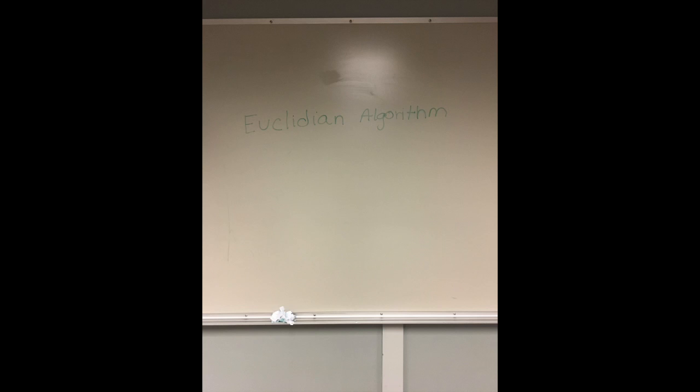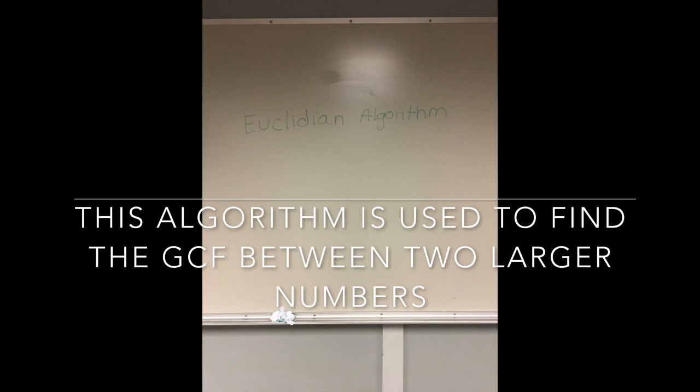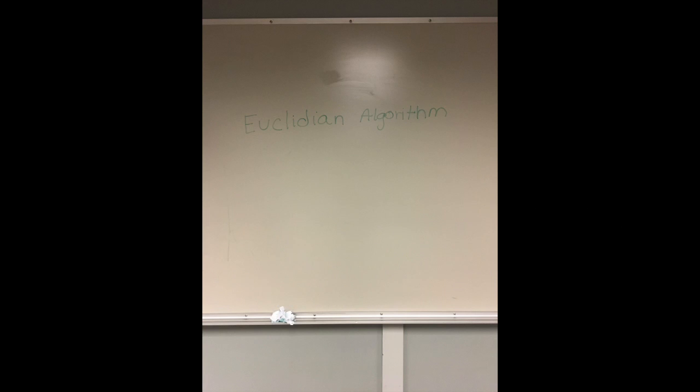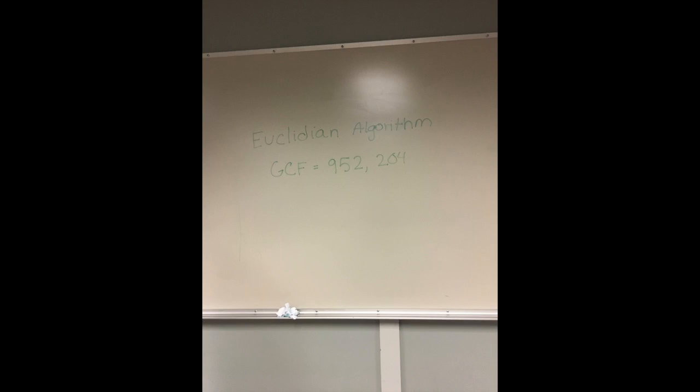The third way to solve GCF is by using the Euclidean algorithm. This algorithm is used to find the GCF between 2 larger numbers. In this algorithm, remember to subtract the smaller number from the larger number. Also, always remember to bring down the smaller number. In this example, we will be using the numbers 952 and 204.